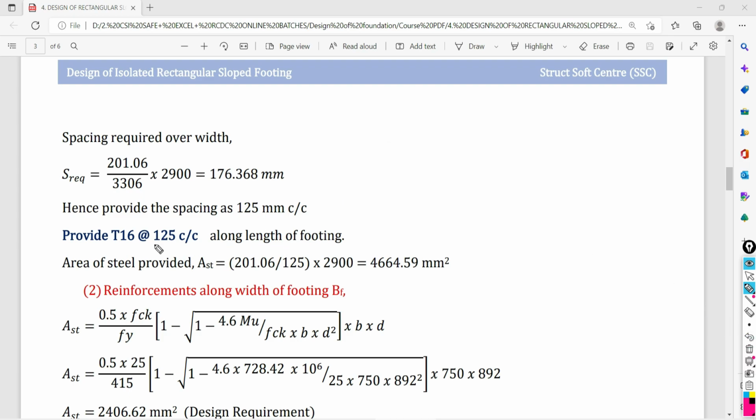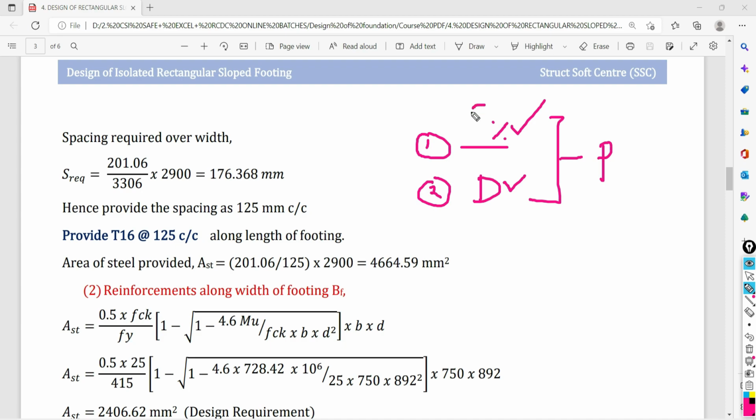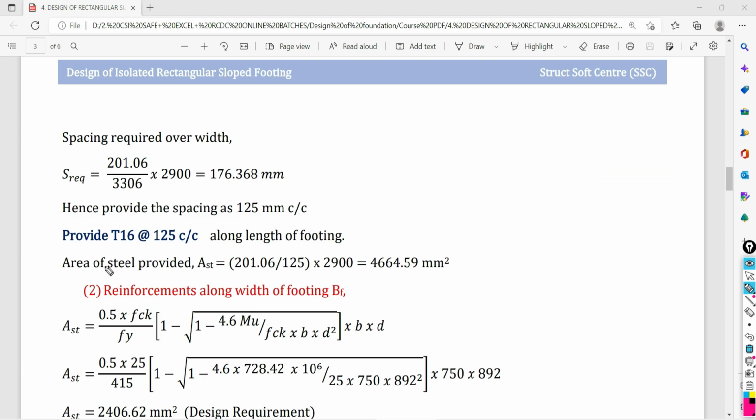Why is it? Because your one-way shear check is going to be influenced by two factors. One is the percentage of reinforcement, and second one, depth available. So if depth is slightly less and you are providing a little bit more percentage of reinforcement, the one-way shear criteria will pass. If percentage is a little bit less and you are providing more depth, your criteria will pass. So both are important to pass the criteria of one-way shear check. That's why I'm going to consider a little bit more percentage of reinforcement. That's the only reason for considering more reinforcement or reducing the spacing.